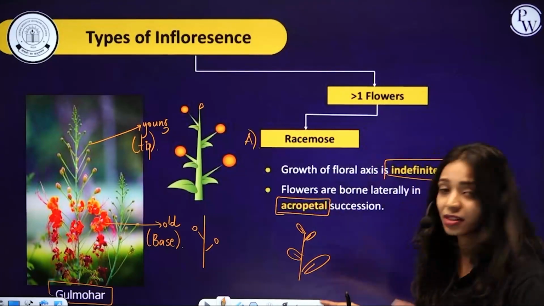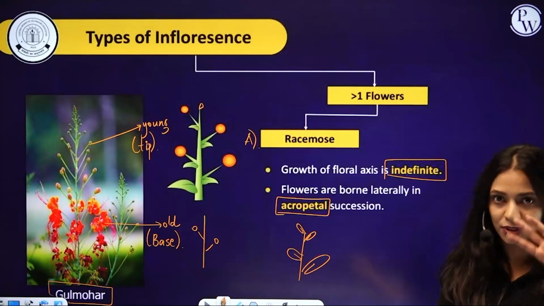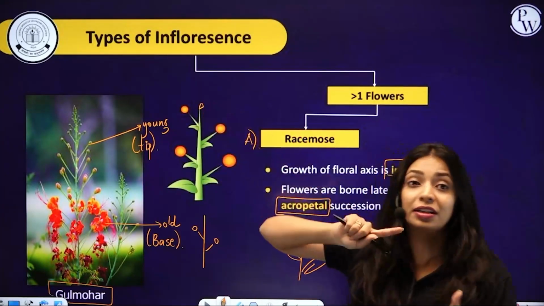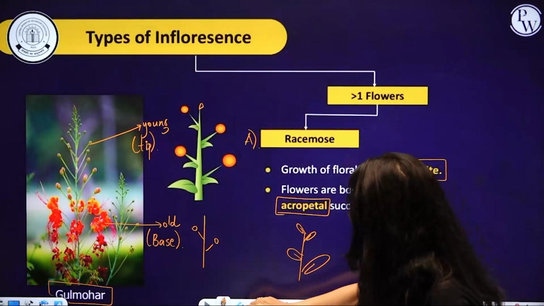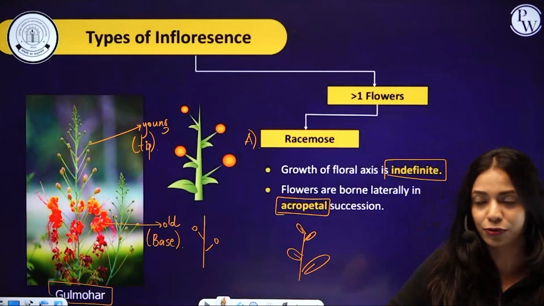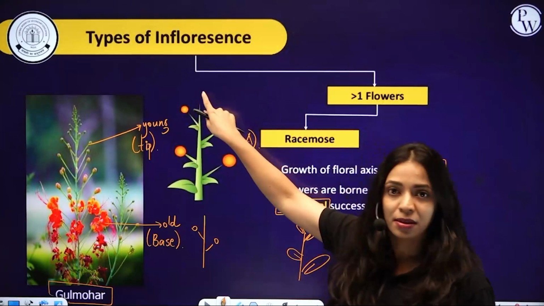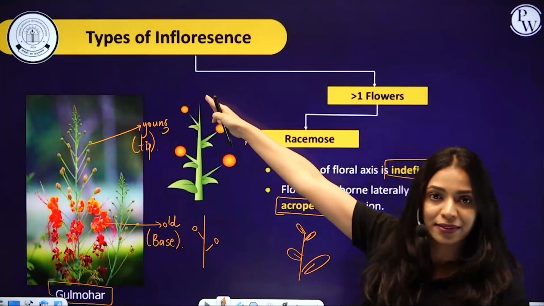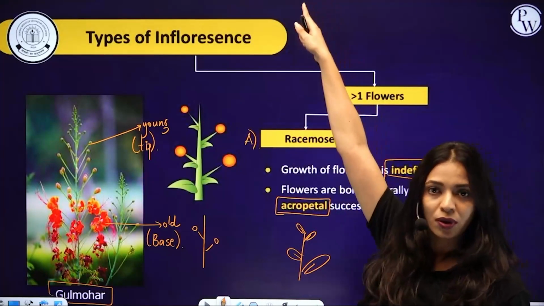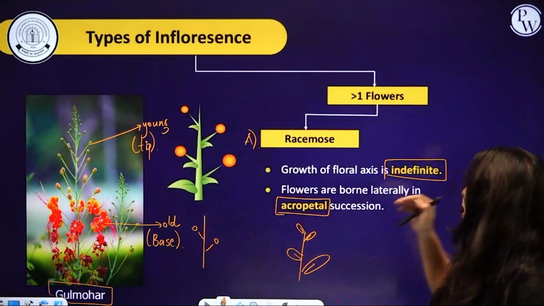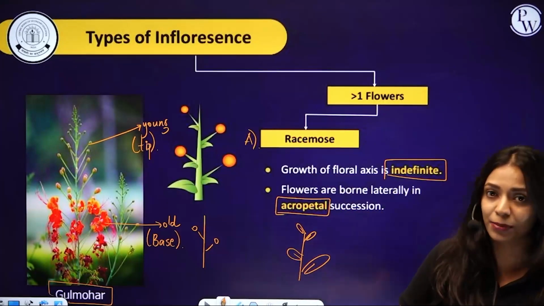I repeat, you must remember three things here. Firstly, the floral axis does not terminate with a flower. At the tip of the floral axis, you do not find any flower, as a result of which the apical meristem, the shoot apical meristem, is intact. Because you have meristematic tissue at the tip, it will continue to grow. So we say that the growth of the floral axis here is indefinite or indeterminate.